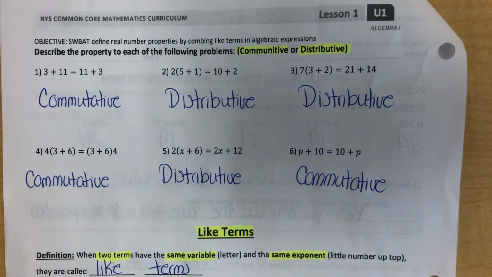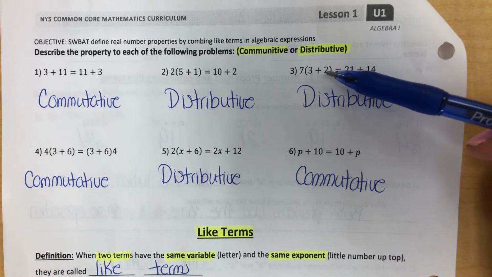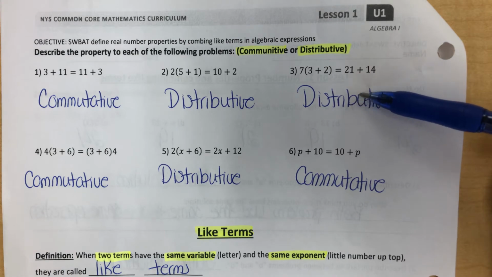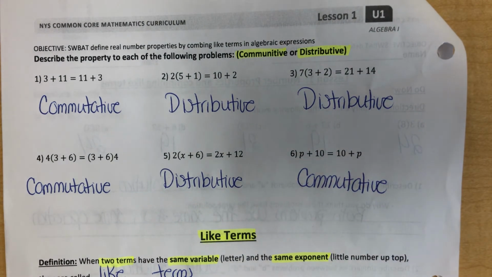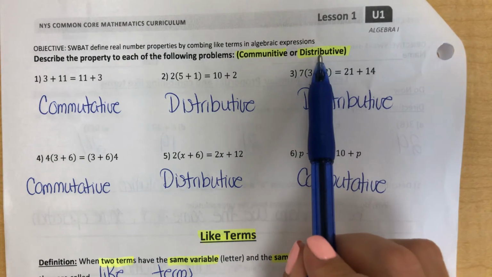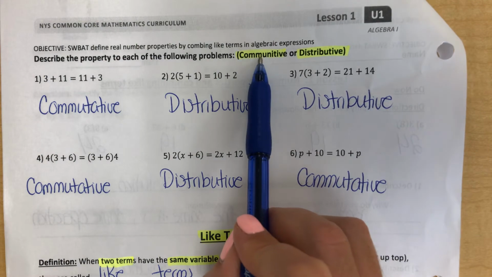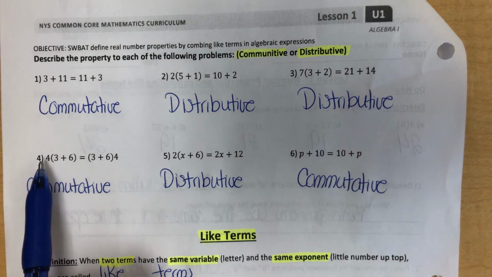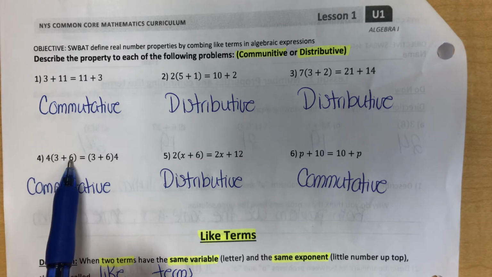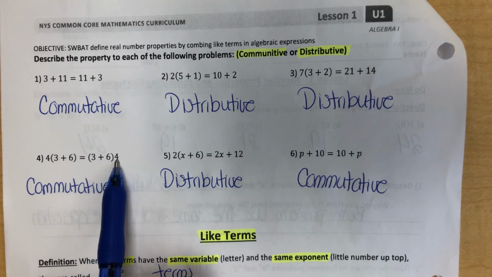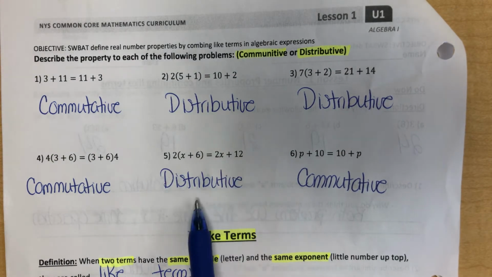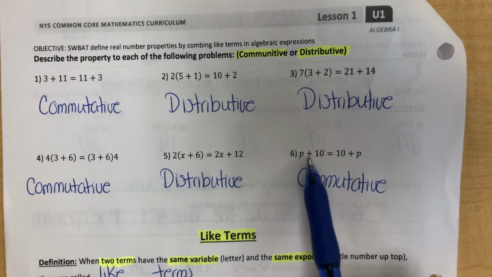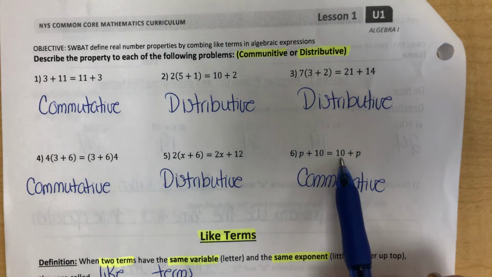Okay, so if we look here at number 3, same thing, we use the distributive property, so I know my numbers changed. I was actually multiplying here. Number 4, it looks like it would have been the distributive property because you see those parentheses, but it wasn't. We didn't actually multiply anything. We just commuted. We just moved things around. So instead of it being 4 times 3 plus 6, now it's 3 plus 6 times 4. All right, number 5, our numbers changed. We actually distributed, we multiplied out. So distributive property. And then number 6, we just moved these around. Instead of P plus 10, now it's 10 plus P.